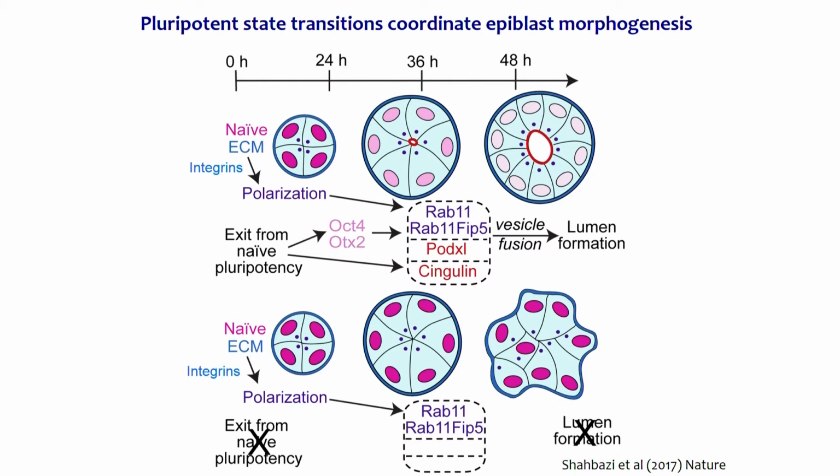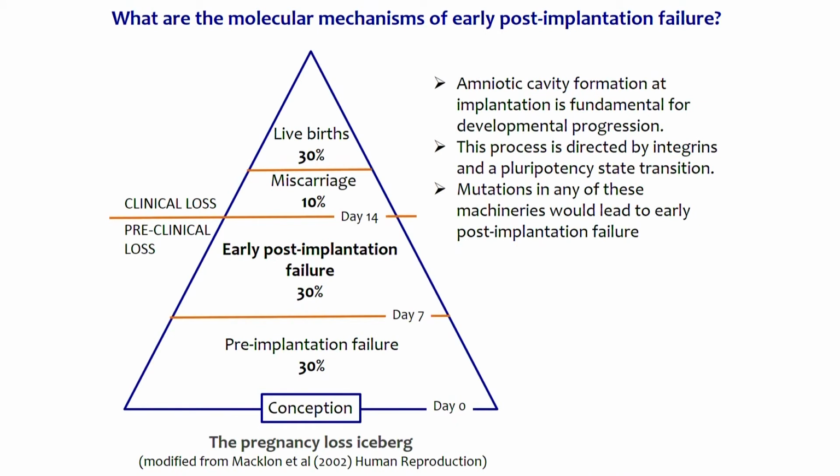Otherwise, amniotic cavitation doesn't happen, and this could lead to pregnancy loss. So in summary of this part, amniotic cavity formation at implantation is fundamental for developmental progression, and this process is directed both by integrins, but also by changes in pluripotency, so by a loss of pluripotency. And we can anticipate that mutations in any of these machineries would lead to post-implantation failure.